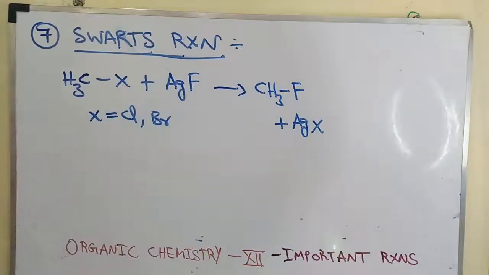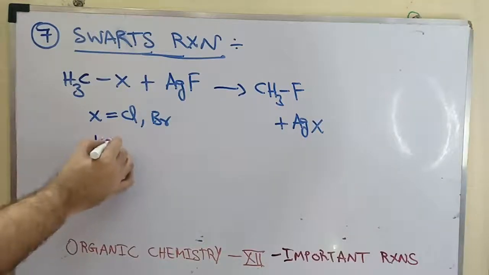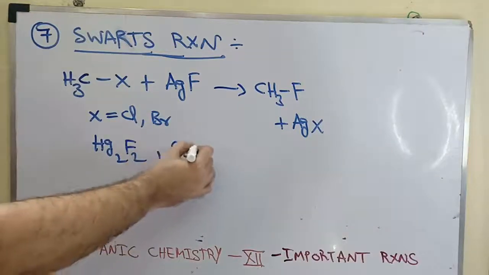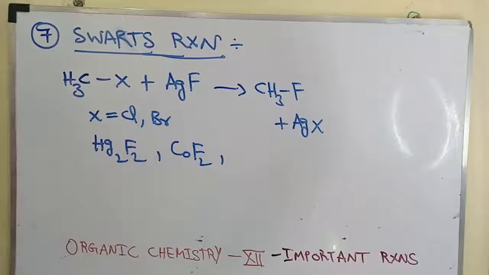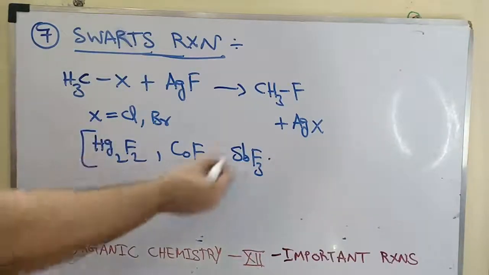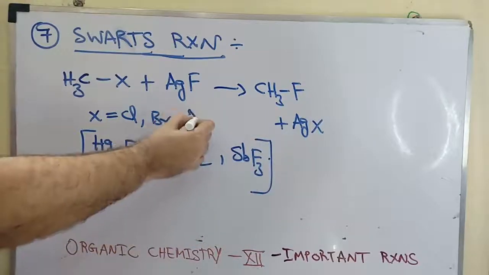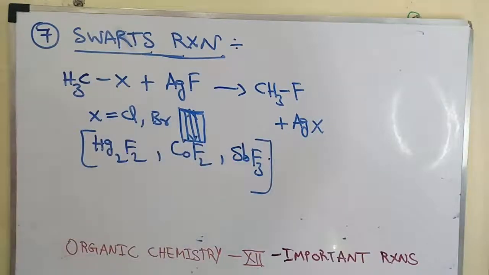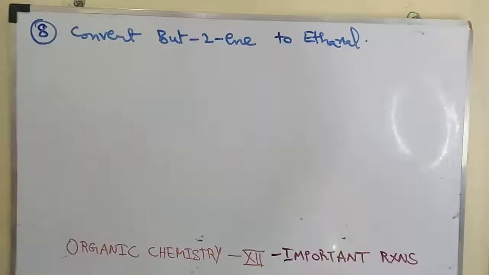Instead of AgF, you can think of Hg2F2, CoF2, and SbF3. These are the other reagents which can be used instead of AgF. So this is how one can remember. It is one of the important reactions for the fluorine substitution, by which fluoroalkanes can be made. That's the importance of this reaction. Okay, let's move on to the next question.